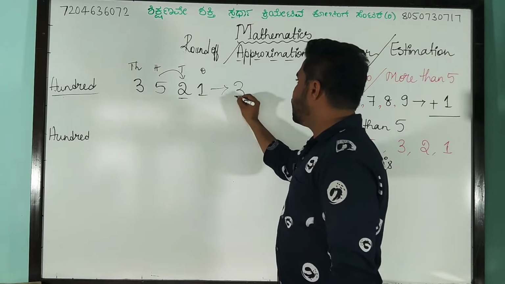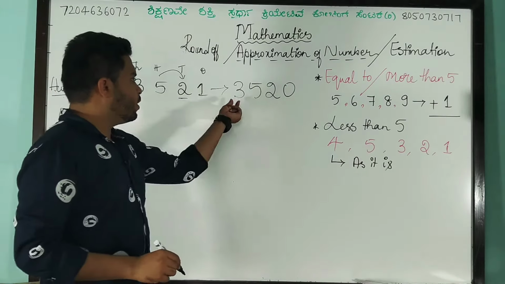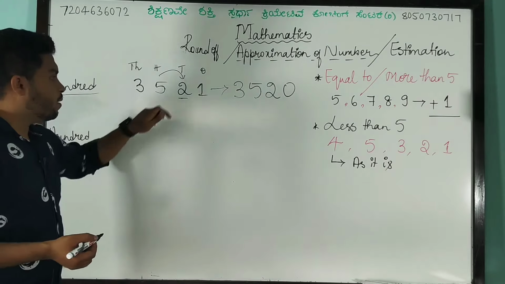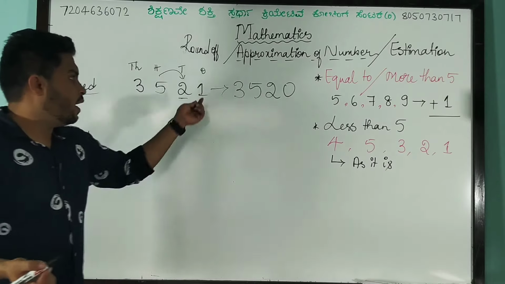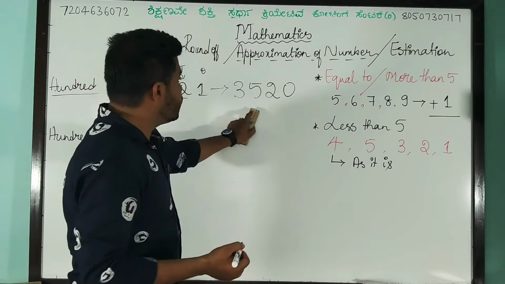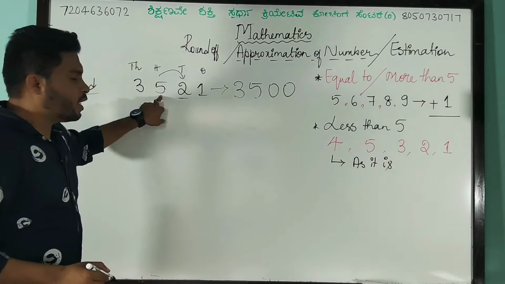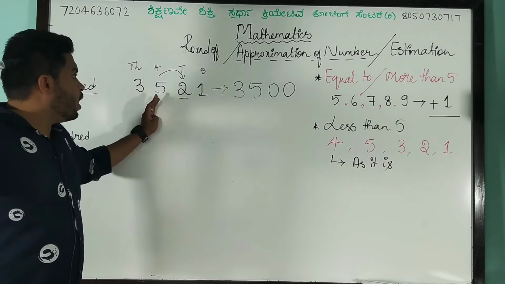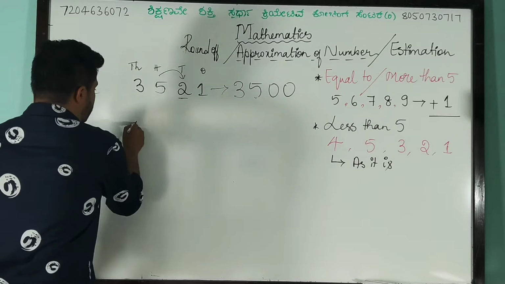So the number becomes 3520. Why? Because in the tens place the number was 2, and that 2 is less than 5. Hence the number is as it is. Here is one more mistake you will make. This will also become 0. Why? We are checking it for the 100 place, right? So the number on the right-hand side of the 100 place becomes 0. Okay, yes. One more number I am going to give you.